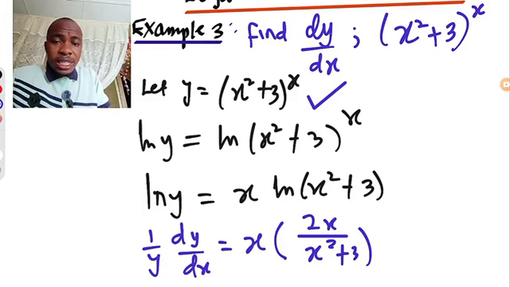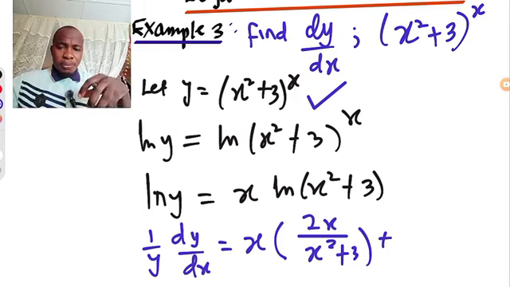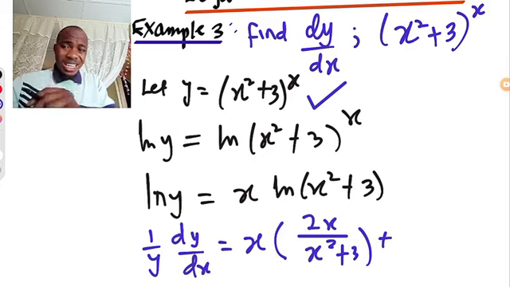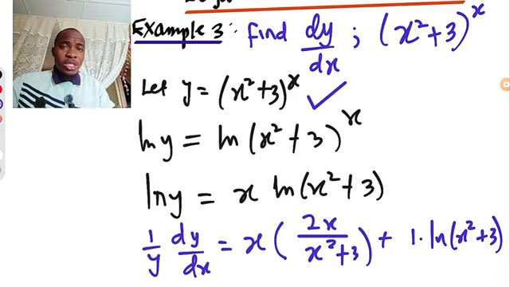Understood? Then we add plus, because we are using the product rule. We keep ln of (x squared plus 3) this time around and differentiate x. The derivative of x is 1, multiplied by ln of (x squared plus 3).